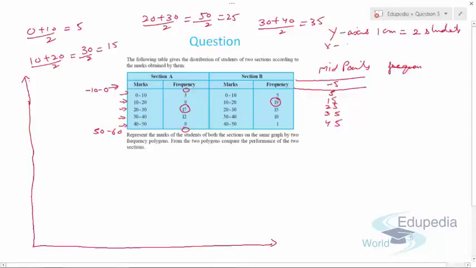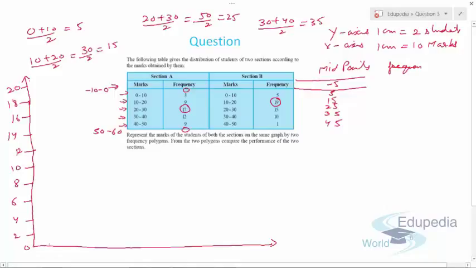Then for the x-axis, the class width is 10, so we can have 1 centimeter equal to 10 marks, right? So now let's draw it. This is 0, this is 2, this is 4, this is 6, this is 8, 10, 12, 14, 16, 18 and 20. So for this let's draw it.